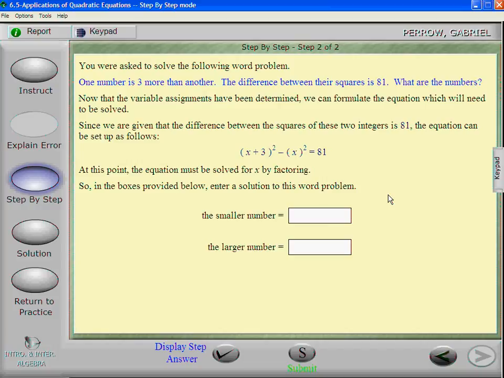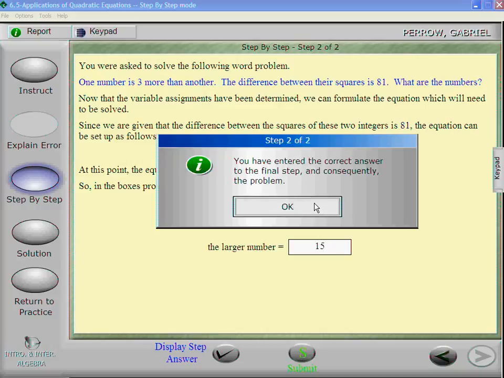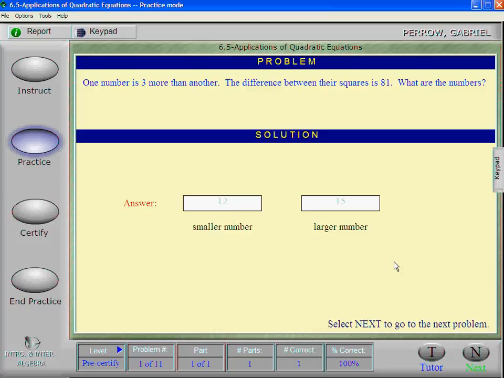So to fit their pattern, 12 is the smaller number, because that's what we originally labeled as x. The larger number was 3 more than that, so that should be 15. Okay, hopefully that's clear. I'm just talking through it, but the work isn't there in front of you, so let's see what else they ask us here.